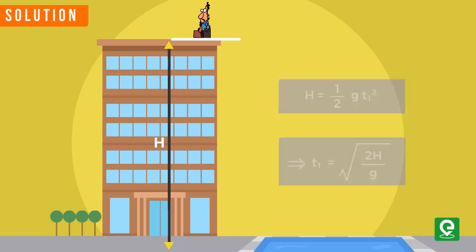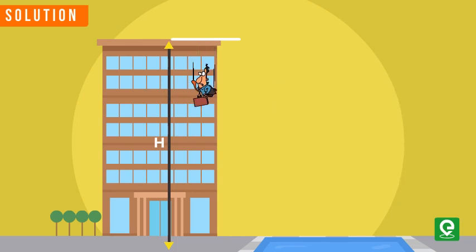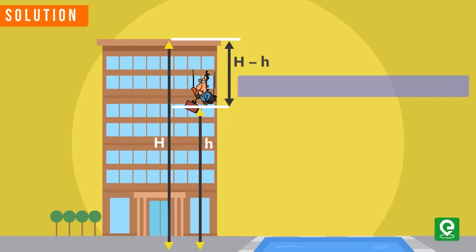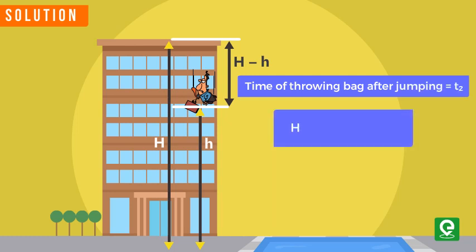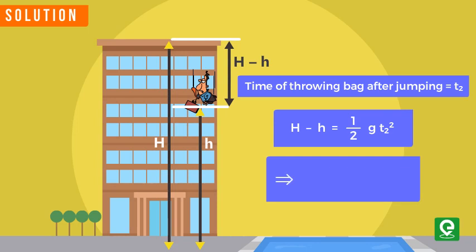Let's say when the man throws his bag, he is at height small h from the ground, which means that he has fallen for a height of capital H minus small h. Now, if we assume that the time at which he throws the bag after jumping is equal to t2, then the height capital H minus small h must be equal to half g t2 square, which on simplification gives us time t2 equal to square root of 2 times capital H minus h divided by g.